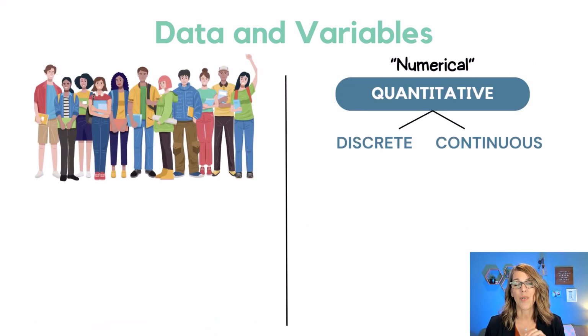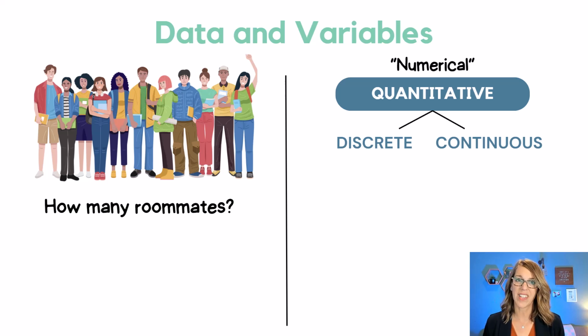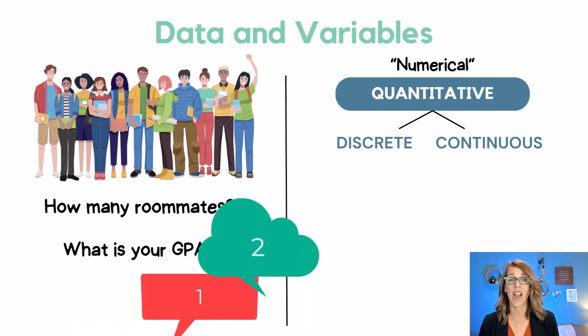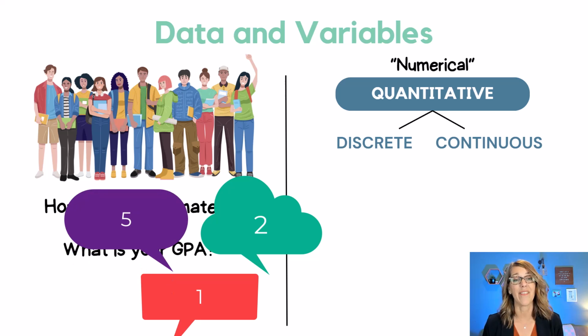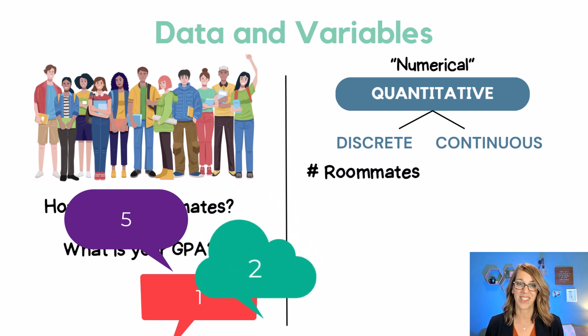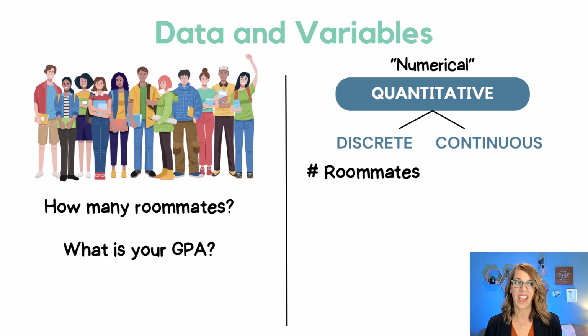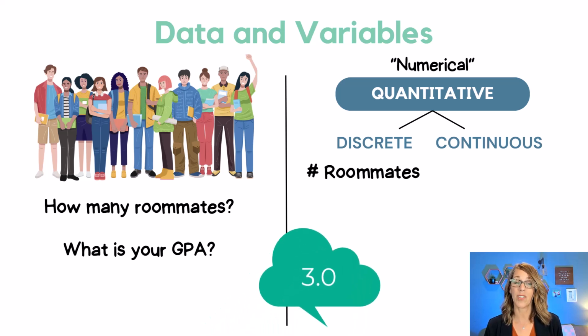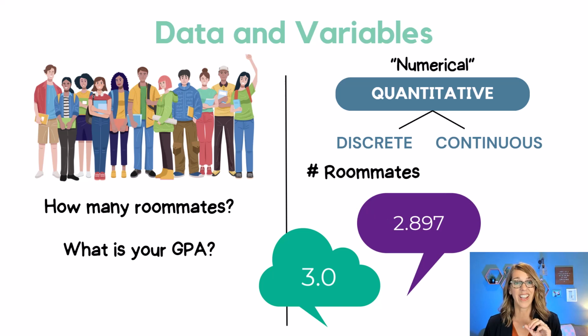Now let's get to some quantitative variables with these 2 questions. We want to know how many roommates they have, and we also want to know what is their GPA. So for roommates, they're going to have like 1 or 2 or 5 roommates, but they're not going to have like half of a roommate. So those values count and can only take on whole numbers. Those are discrete. So number of roommates goes there. And for what is your GPA, it could be anything from like a 3.0 to a 2.897. It can take on lots of decimal places, so GPA goes under continuous.